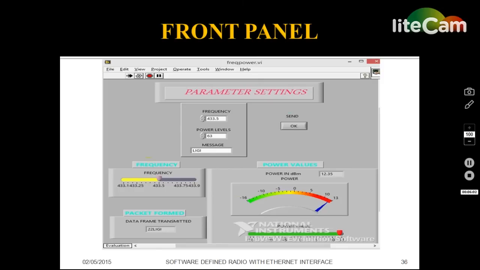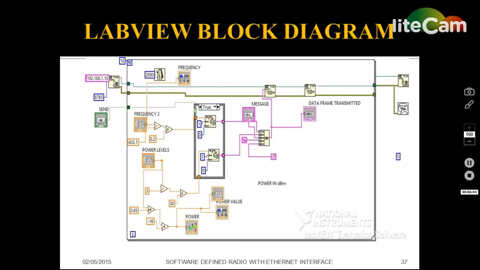After writing all the things, you have to click the send button. Then the other monitoring panels like frequency, packet formed, and power values will display the original values. Frequency will display the frequency band, and power values will indicate the original power in dBm. The data packet formed is also shown here. As we have selected 433.5 megahertz, the corresponding value is 2, and for 63 power level, the corresponding value is 2, and the data message is LG. So totally the packet formed is 2 2 LG.